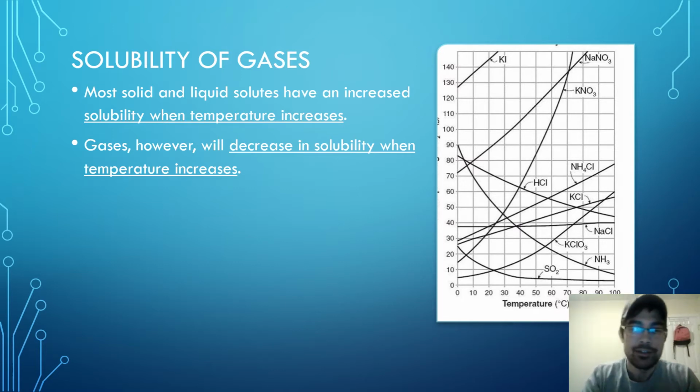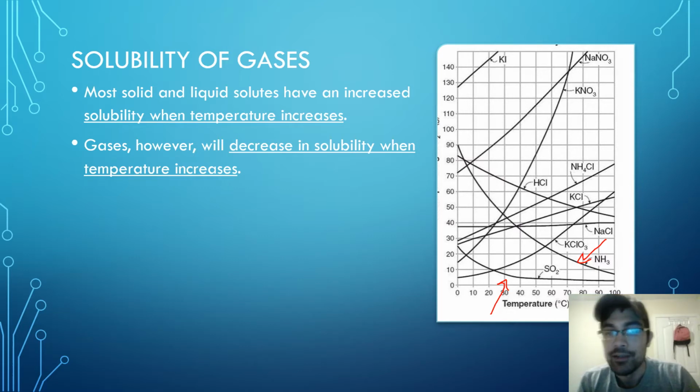So you might actually see a couple of these lines on here, like this one and this one, they're showing that trend. And if you look, these ones are indeed gases. Now, it's not necessarily all of the ones that are going down that are gases, like for example HCl there, but generally speaking, gases are going to decrease in solubility when the temperature goes up.